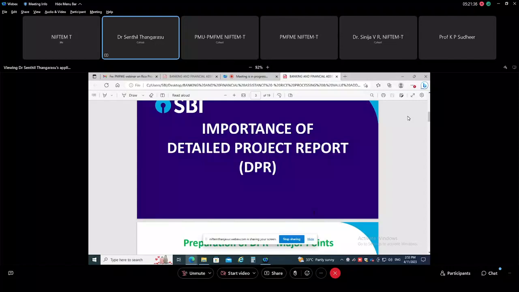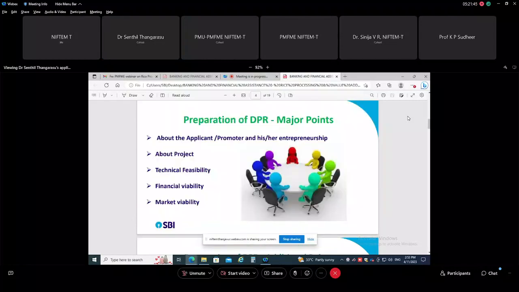First point is about the applicant. Suppose you are deciding, this is a business, I am going to start a rice mill. It means, first, who is starting the proposal? What is the Udyam? What are the things required? Before you start the business, you should submit who the applicant is. The most important thing in the detailed project report is the applicant.